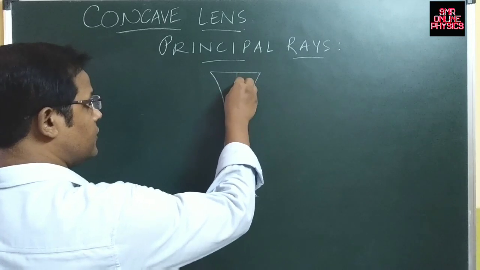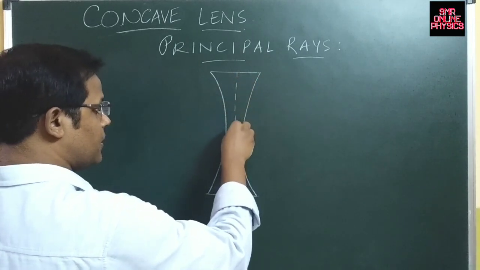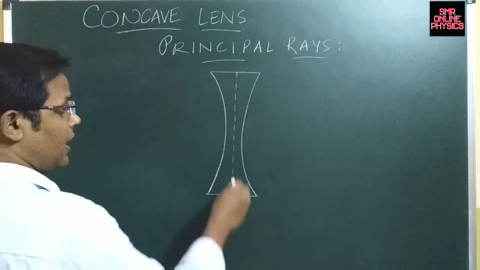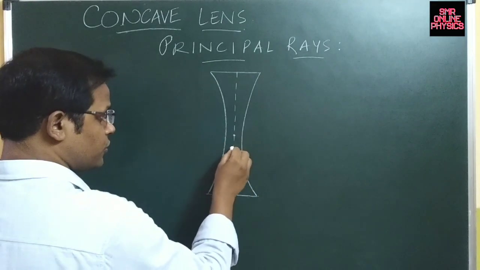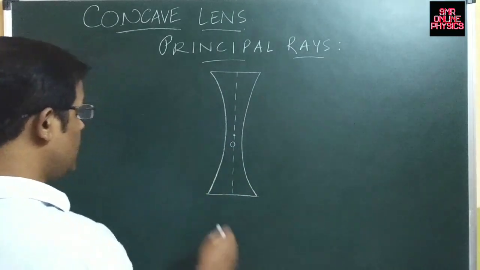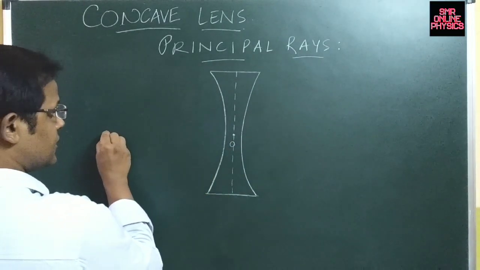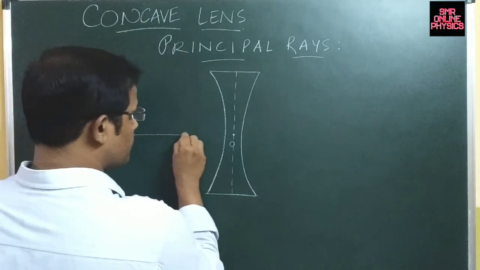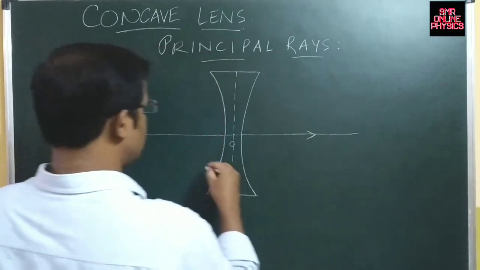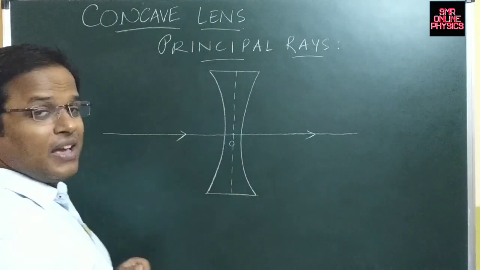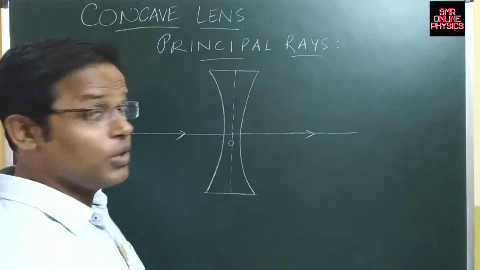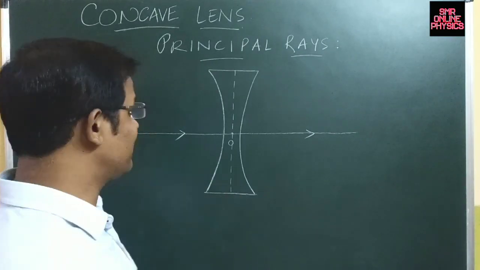So you can have this reference line passing right through the mid half of this lens vertically, and this midpoint enclosed between the two refracting surfaces is your optical center. So any ray of light incident along the optical center goes undeviated, the reasons being almost the same as I discussed for convex lenses. You can easily understand that. You guys are smart.